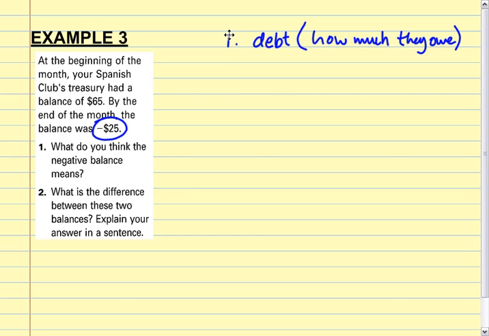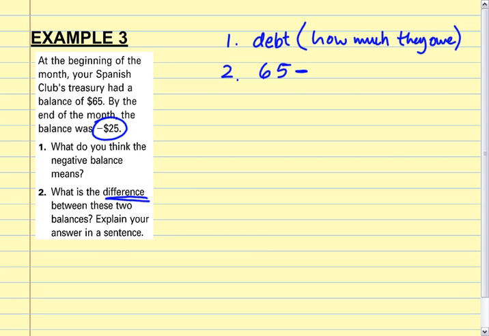Okay. Now, number 2 says, what is the difference, I want to talk about that word, between these two balances? Explain your answer in a sentence. Okay. What does the word difference mean in math, Elise? The answer to a subtraction problem. So I'm going to write a subtraction problem. Where did we begin with the Spanish Club? Vivian? $65.